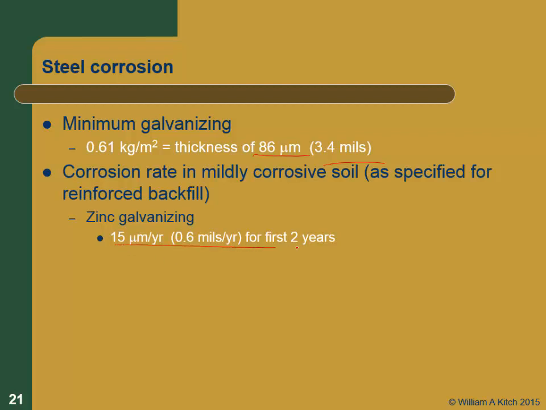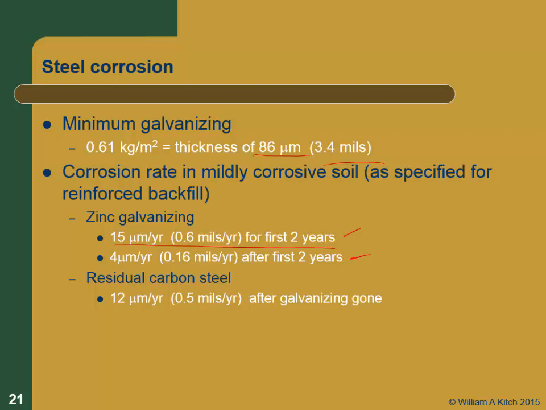You get a different loss over the first 2 years than you get over later. So in the first 2 years, because there are defects in the galvanizing and all that kind of stuff, you get greater losses, and after that the losses slow down significantly. I don't think it actually slows down in a bilinear fashion like that. It's a curve that decreases over time, but this is the way we estimate it. So you're going to assume that you lose about 0.6 mils per year for the first 2 years, and less than a tenth of that for every year after that. So that's how you estimate the losses.